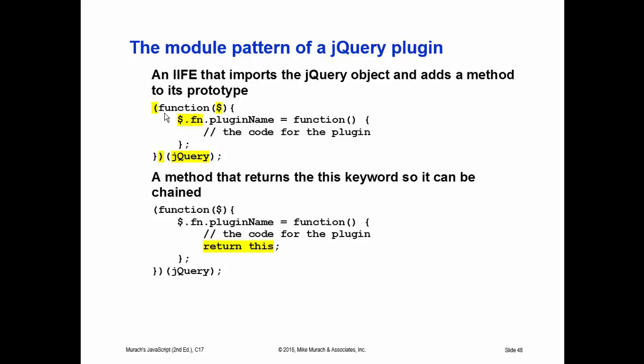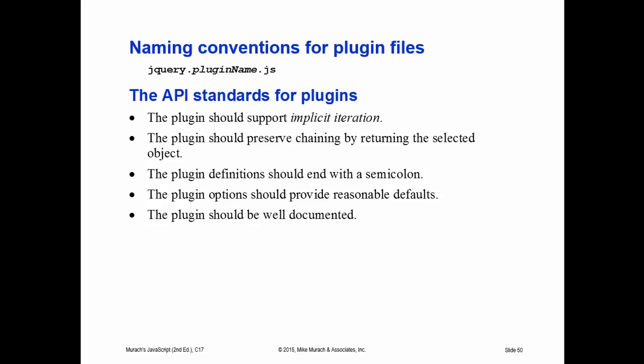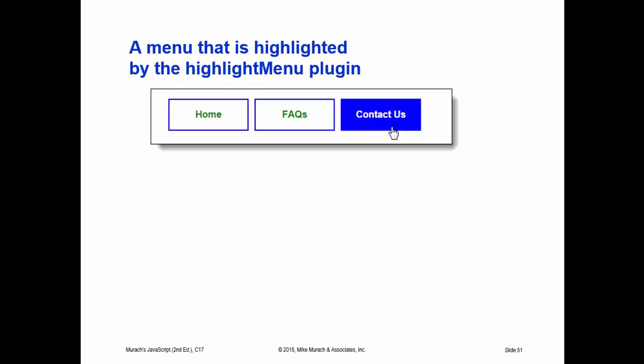Some plugins that are out there are free. Some are available at a cost. So they show an example here of a plugin that I think they want you to create. And notice, as it says, when you highlight a menu option, how it changes color.